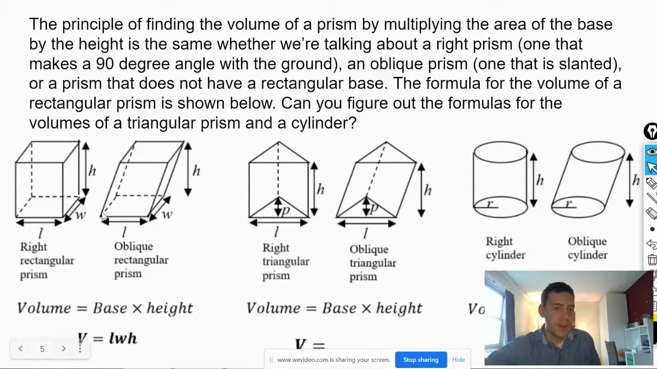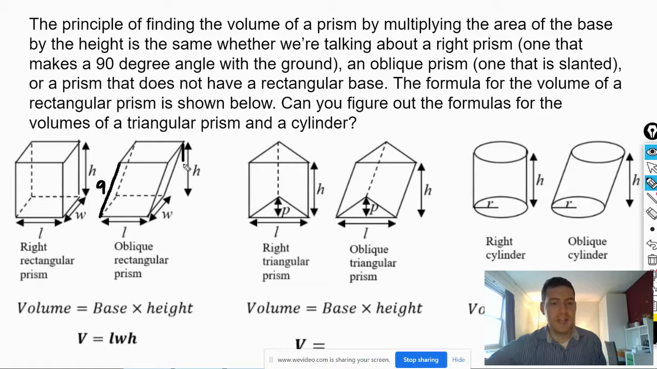So even though this is slanted over here, the height is still perpendicular. So this would not be the height. And if we were to try to calculate the volume of this oblique prism over here, and somebody told you maybe that, I don't know, that this side was 9 inches long, that would be information that you would not even need to use. Okay, what you want is the height of the prism.